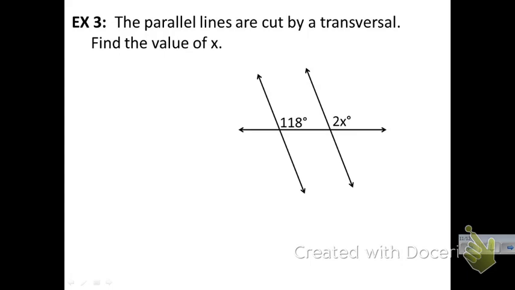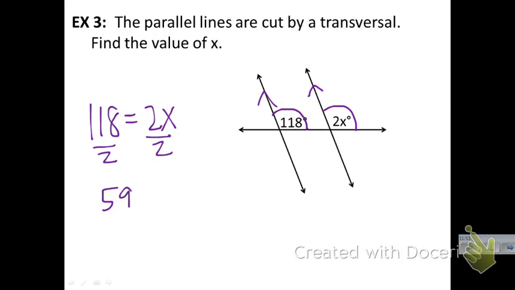On the last one it says the parallel lines are cut by a transversal, find x. So we're going to look at what we know. These are parallel, cut by a transversal, so we get these kinds of angles. And those kinds of angles are the ones that form the F. Those are corresponding angles, and corresponding angles are congruent. If they're congruent, their measures are also equal. So I'm going to take 118 and set it equal to 2x. Then to solve this, we just divide by 2, and you get 59 equals x.